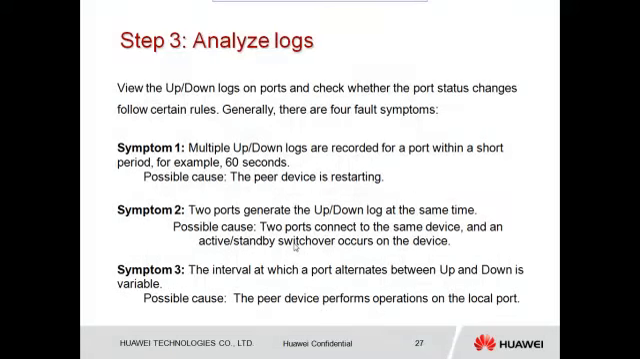Step 3, analyze logs. So we need to view the up and down logs on ports and check whether the port status changes follow certain rules. Generally, there are 4 fault symptoms. The first one, multiple up and down logs are recorded for ports within a short period, for example, 60 seconds. The possible cause may be that the peer device is restarting.